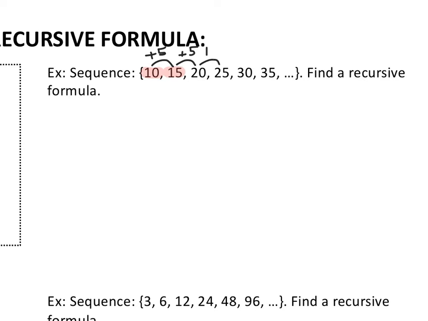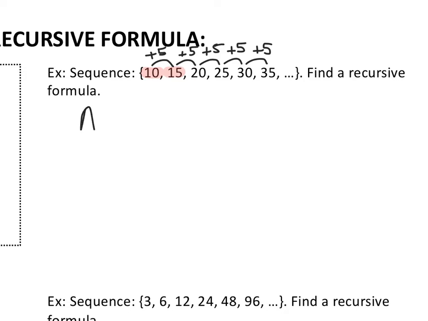20 to 25, you add 5. And you want to check and see if that works for the entire sequence. In order for it to actually be the common difference or common ratio, it has to work for the entire thing. So we've found that if we add 5 every time, we will get the next number in our sequence. So this is in fact an arithmetic sequence.